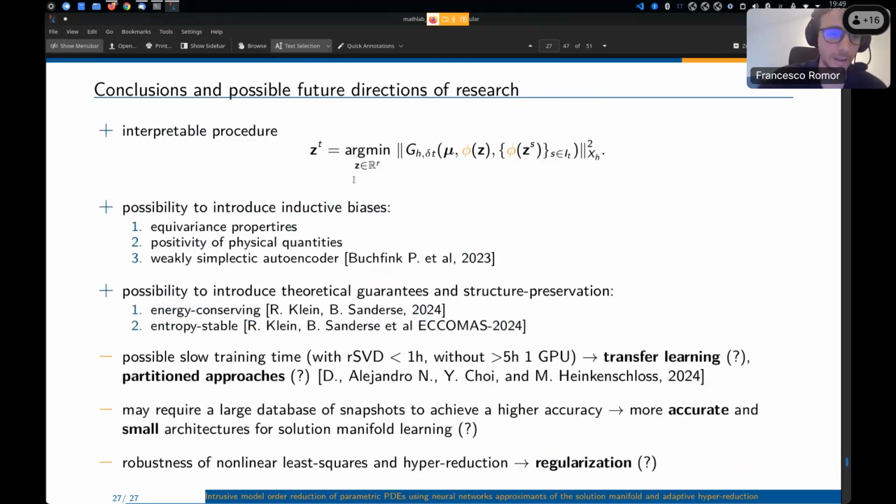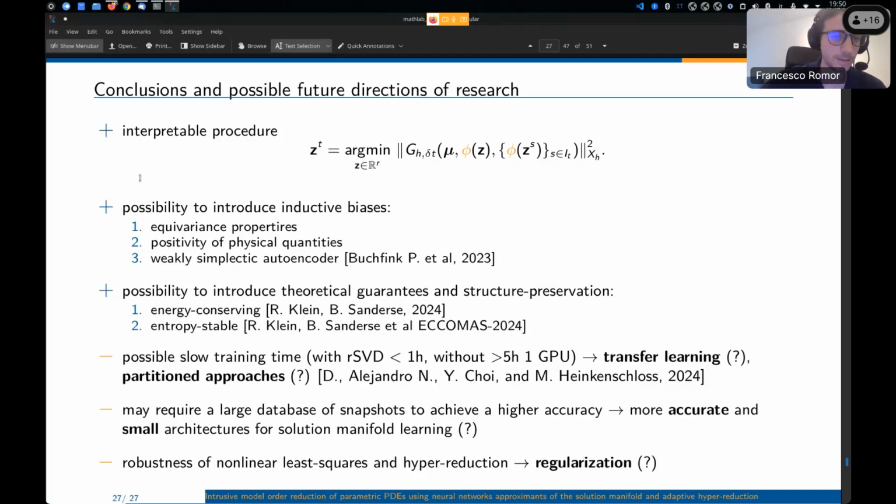And so I briefly summarize the conclusions and possible pros and cons of the methodology. What we have with respect to data-driven procedures is an interpretable procedure. It's more explicable, because at each time step you are minimizing a first principle, so you are minimizing physical quantities. And it's more interpretable with respect to black box approaches, in which you plug in parameters and you get solutions.